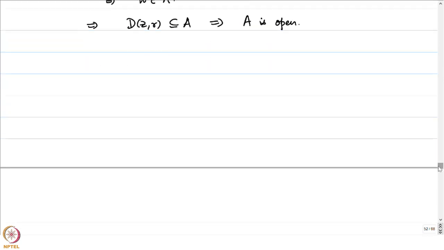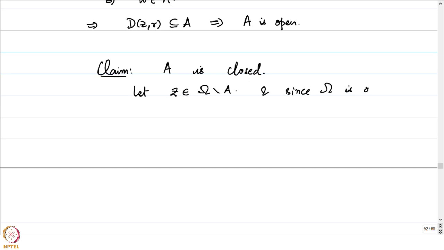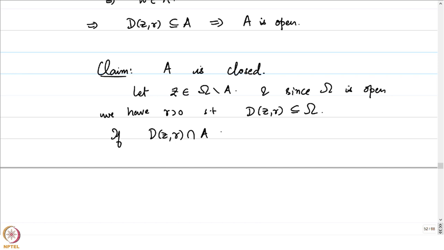A very similar argument will tell us that A is closed as well. To show that A is closed, we will show that omega minus A is open. So let z again be in omega minus A, and since omega is open, we have r greater than 0 such that dzr is contained in omega. If dzr intersected with capital A is not empty, suppose this is a non-empty set, then there exists w in the intersection.